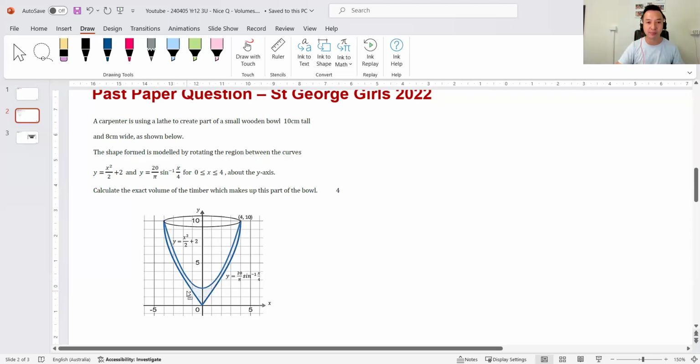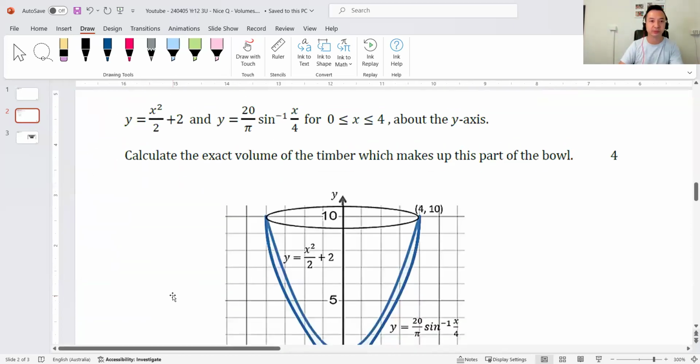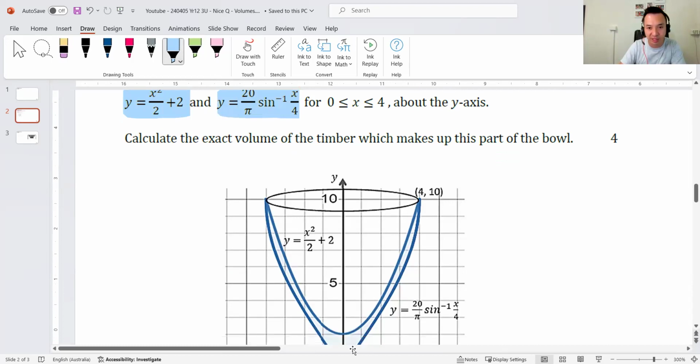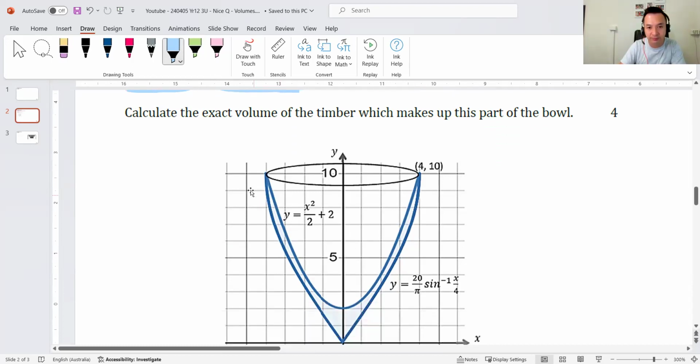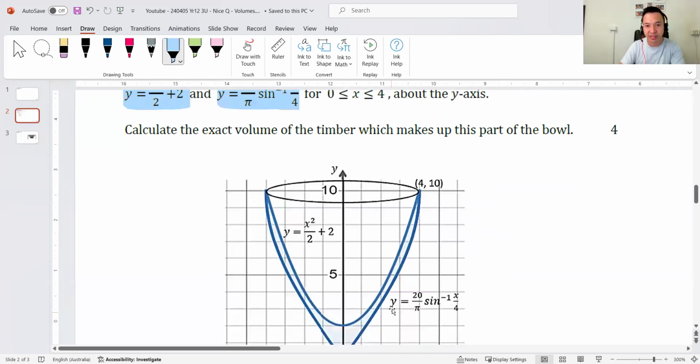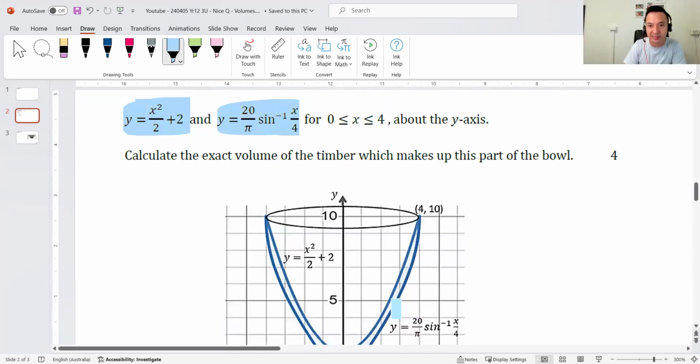Now, it's quite important. Firstly, let's highlight the two functions at play here. That one there, that one there. It looks like the sine curve is on the outside, and the parabola is on the inside. And we're rotating from 0 to 4 on the x. About the y-axis, that's super key.